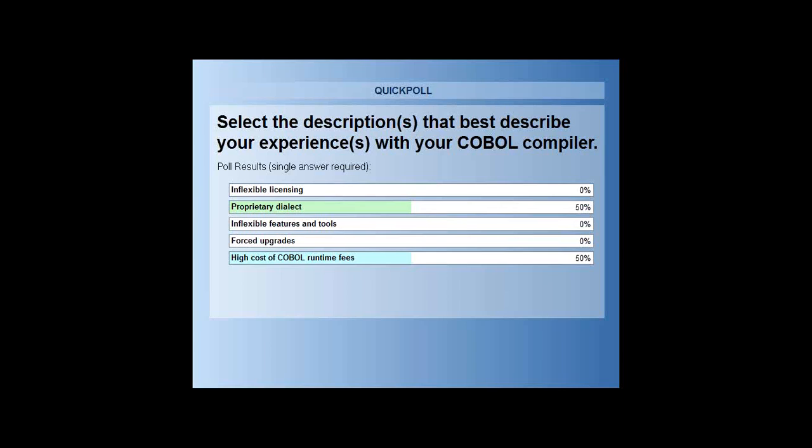And also, we had a fair mix of all the COBOL compilers across the board, with most of you still running mainframe COBOL. So I definitely think that when we get back to our presentation, Tim, you'll be able to offer some great solutions and some great advice for our audience.